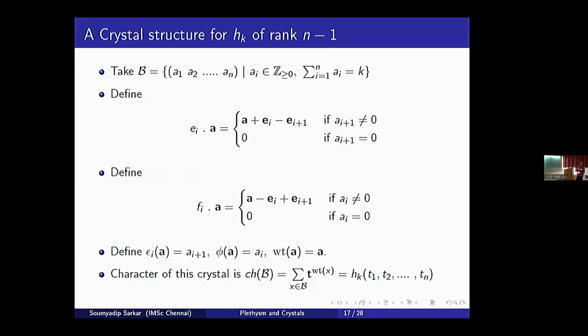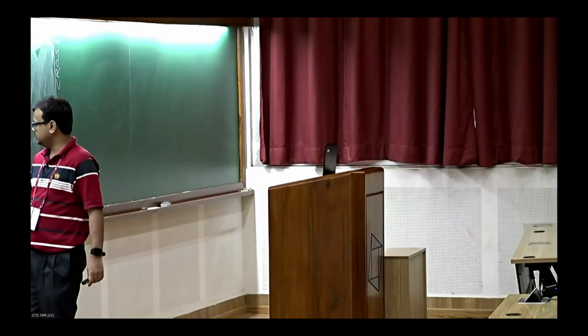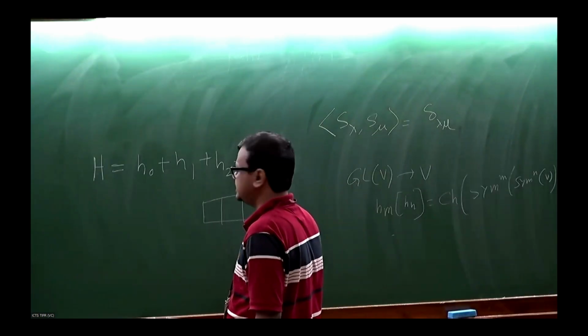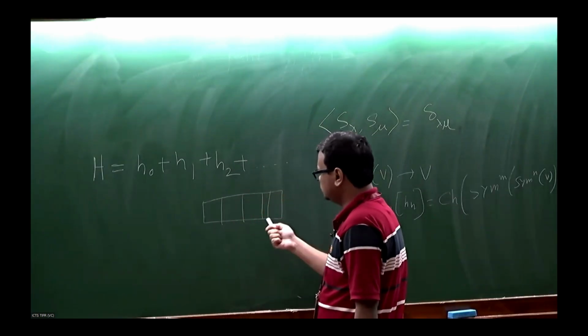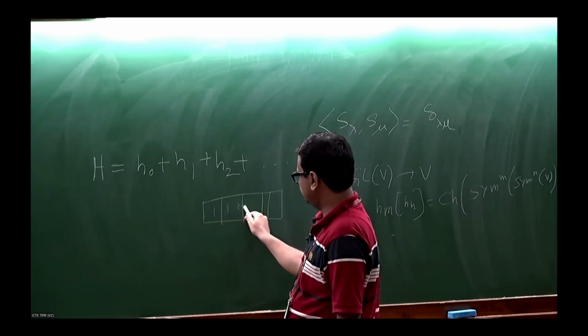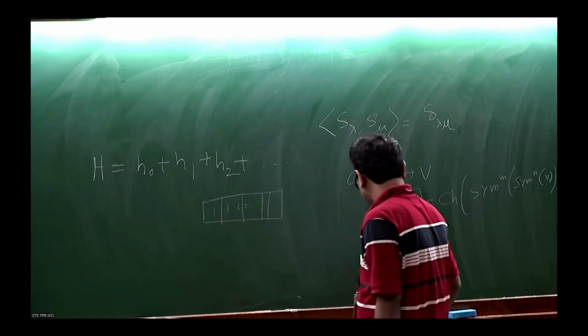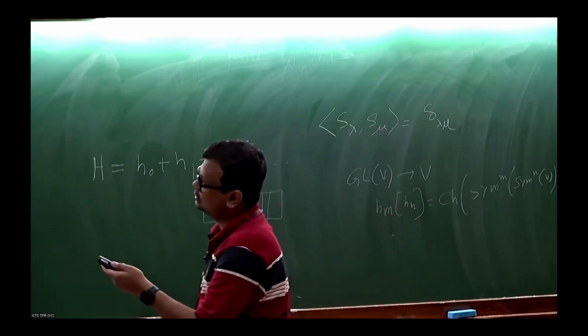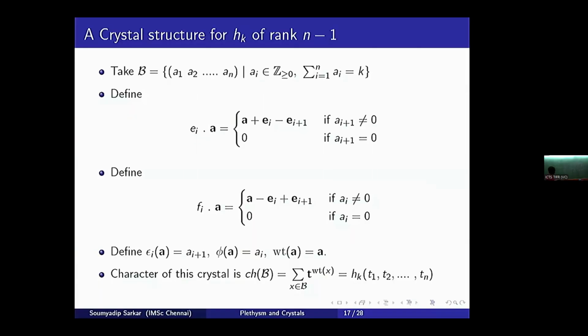So a crystal structure for H_k is already known. Usually the crystal structure for H_k is given by the one row semi-standard tableau. What is a one row semi-standard tableau? You just fill up some ones, then you fill up some twos, and then you fill up some threes. I'm just writing that in a different notation. In my notation, a_1 is the number of times 1 occurs, a_2 is the number of times 2 occurs, and so on. These are the usual crystal operations, already known. And the character of this crystal is exactly the complete symmetric function in n variables.